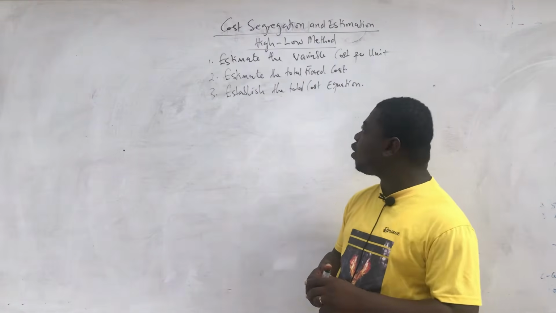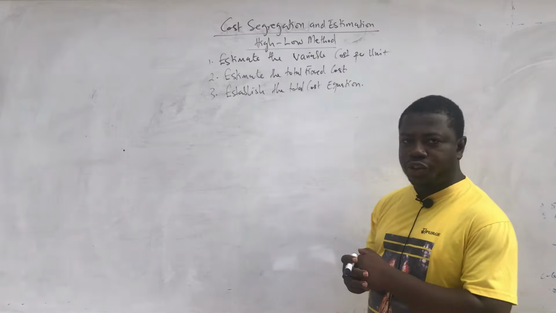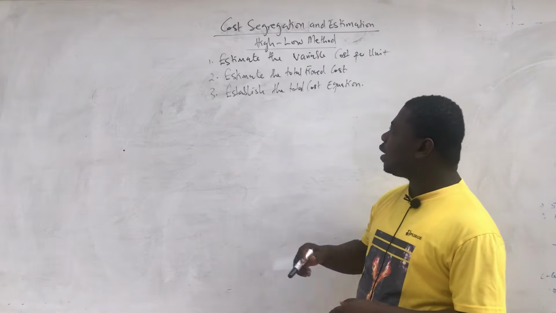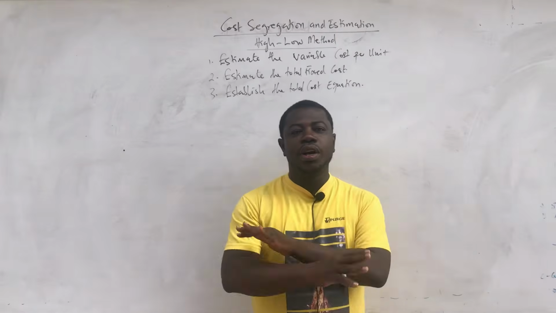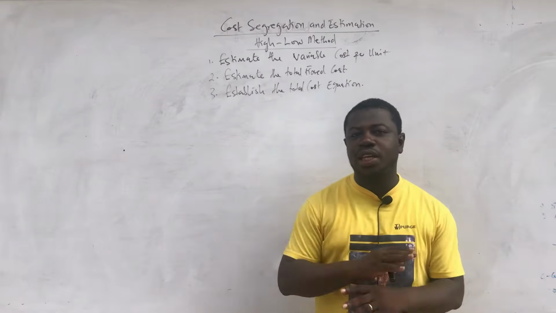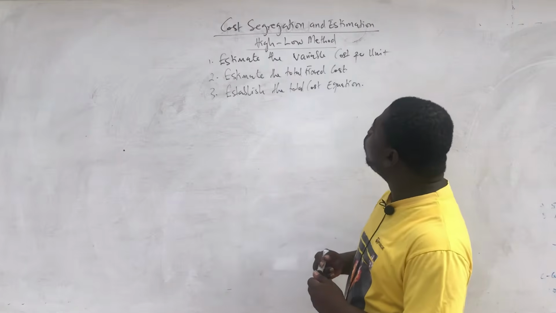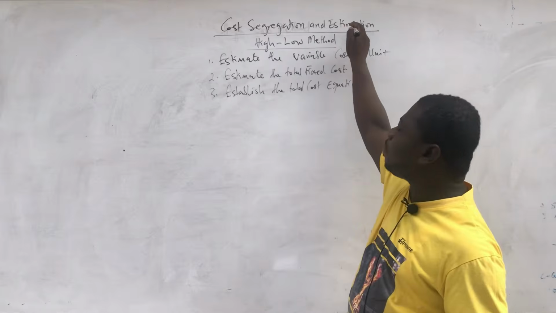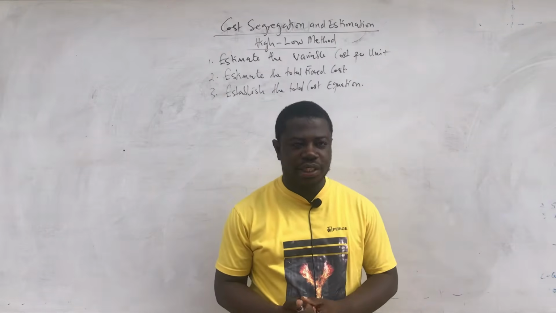After estimating the variable cost per unit, the next thing you need to do is to estimate the total fixed cost. And once you finish estimating the total fixed cost, then finally you can establish the total cost equation, which will help you estimate the total cost at any activity level. And that is what we call cost estimation. And so we are going to first of all separate the cost, and find an equation that will help us estimate any total cost that we are given to estimate.